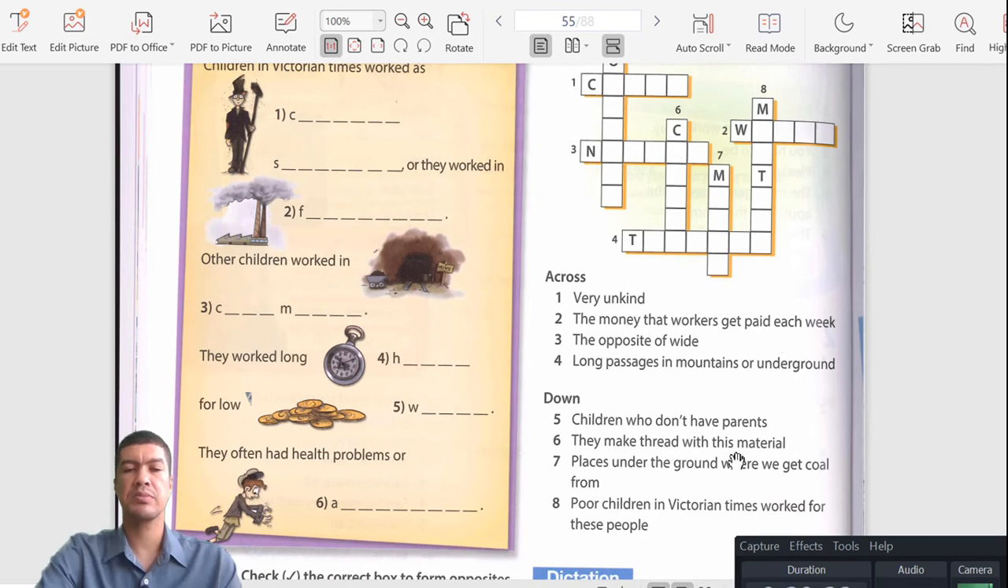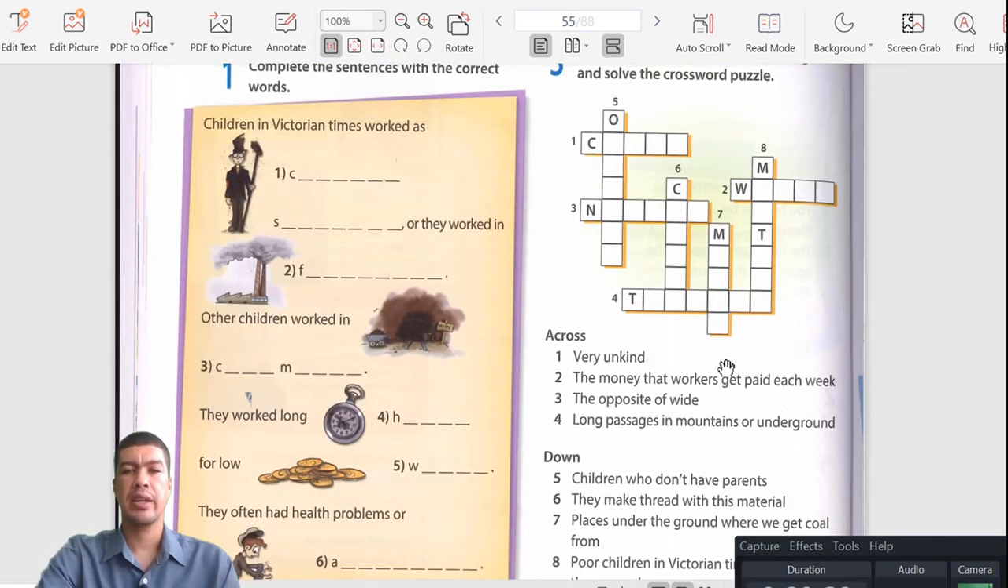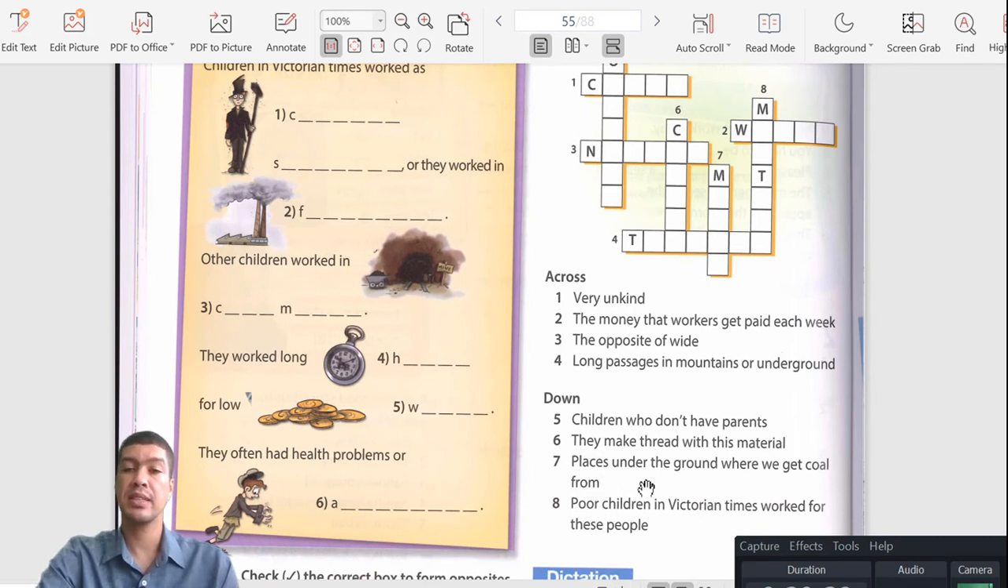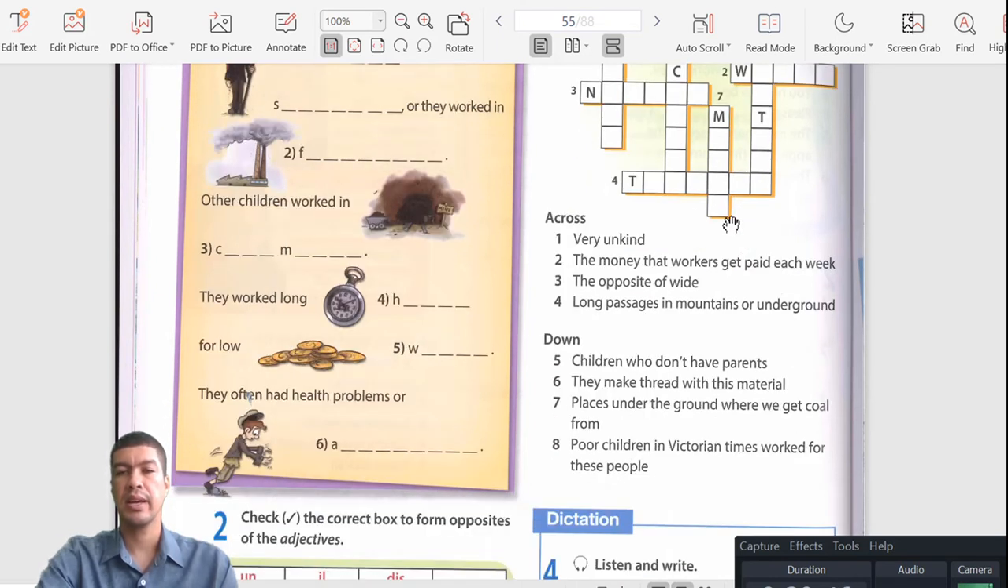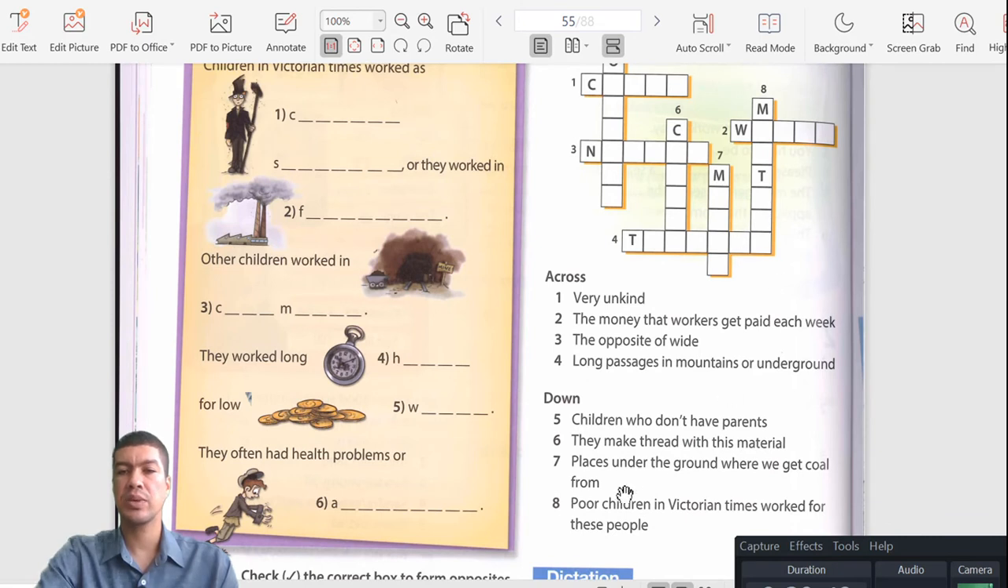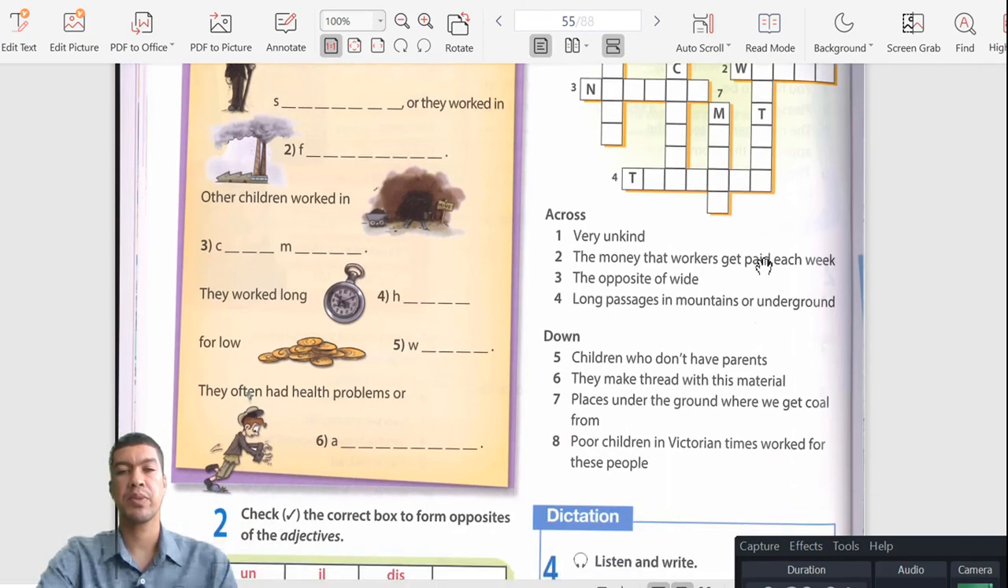Okay, they make thread with this material. And number six, there's our clue, and that is cotton. Number seven, places under the ground where we get coal from. We usually get coal from the mines or coal mines. And number eight, our last one, poor children in Victorian times worked for these people. Can you remember? Nowadays we call them employers. In the olden days, we call them masters. Or they used to call them masters.